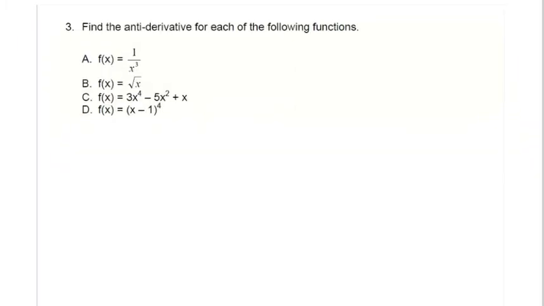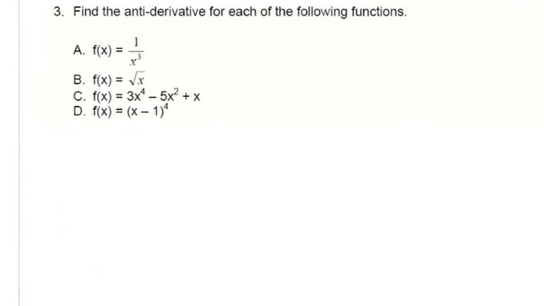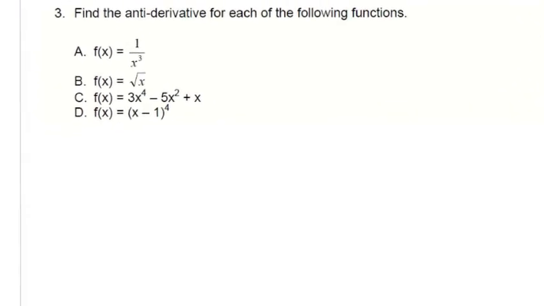Okay, for number 3, find the antiderivative. So this is from our prior unit, but it's really good review. It's on our test for this unit a little bit. It is on our quarter exam, which is next.